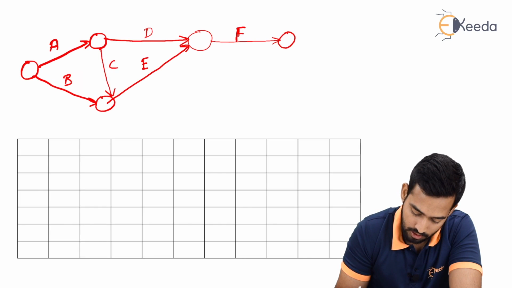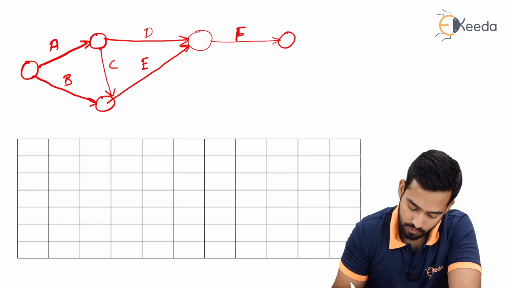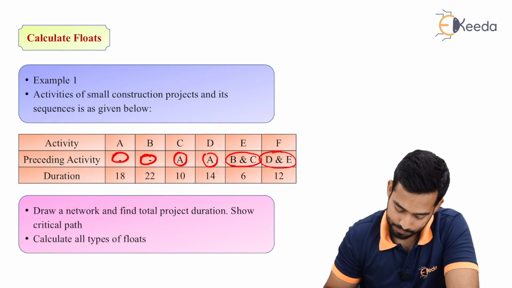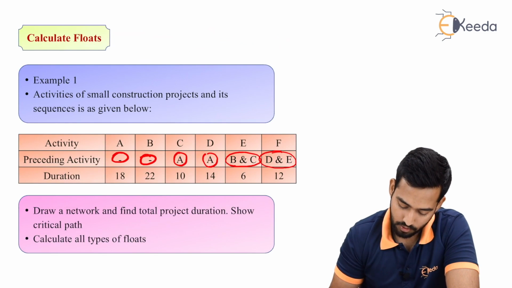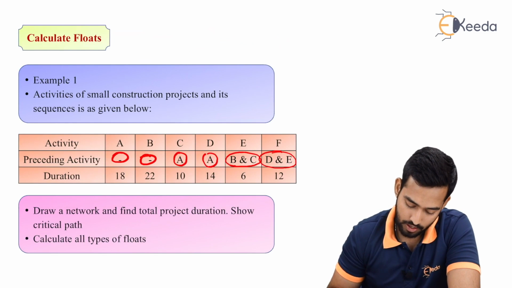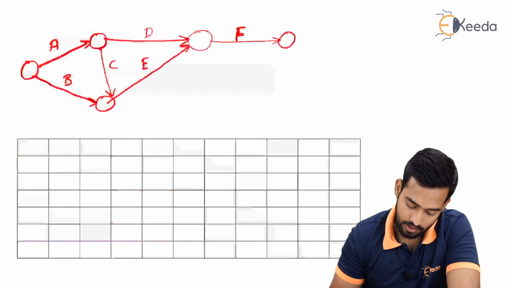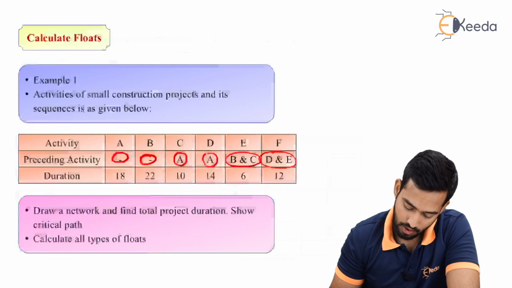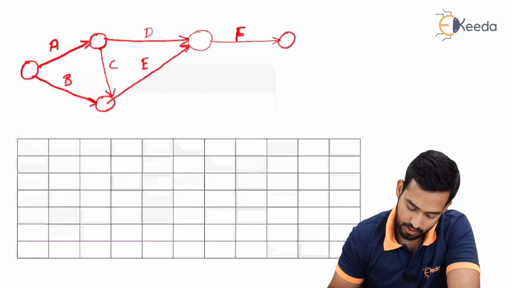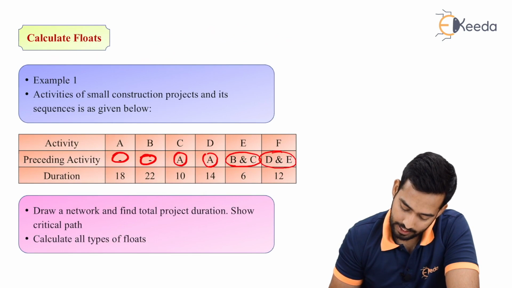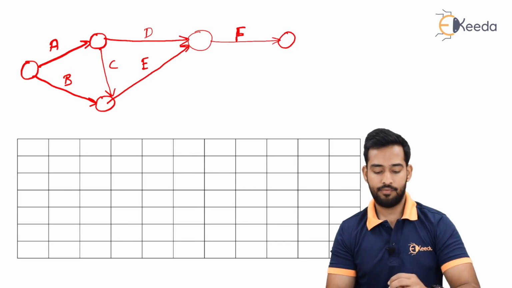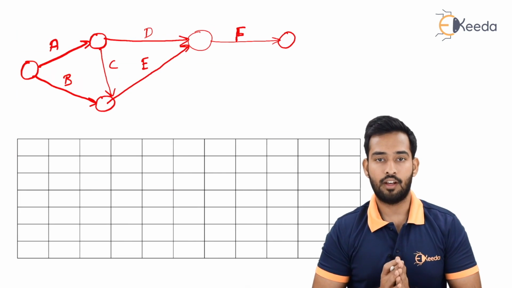As we can see, we have in total 6 activities. A and B are starting. From A we have C and D. From B and C we have E. And from D and E we have F. This is our network. Now what is the next step?